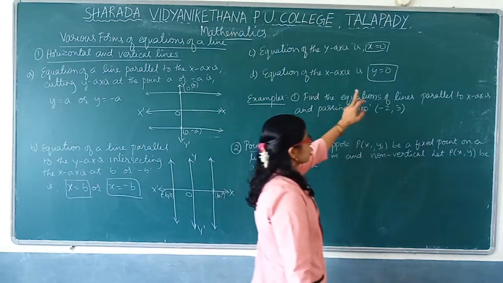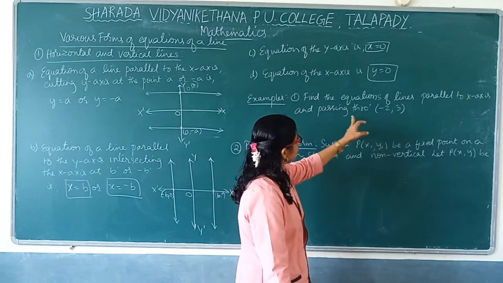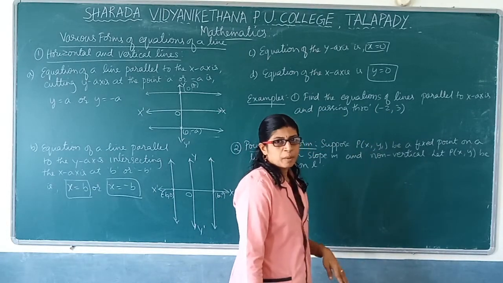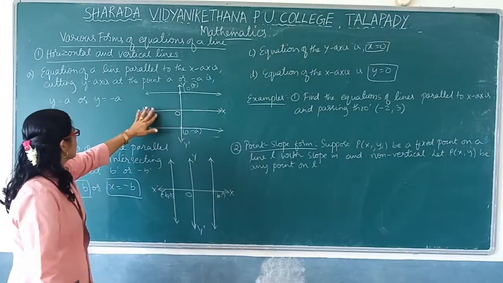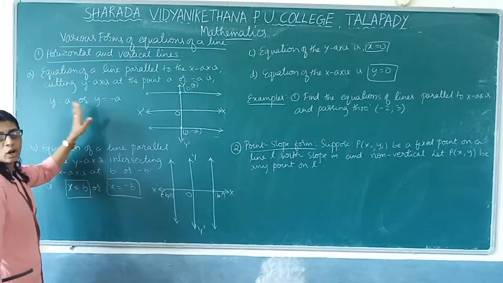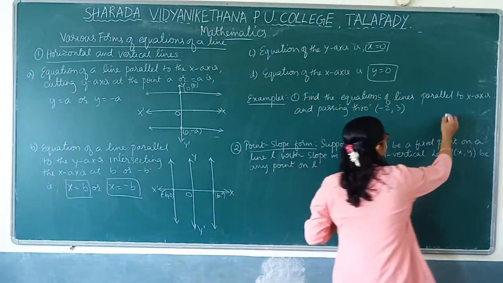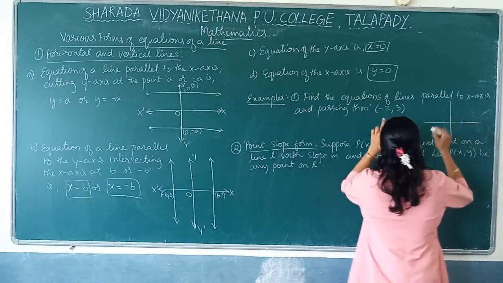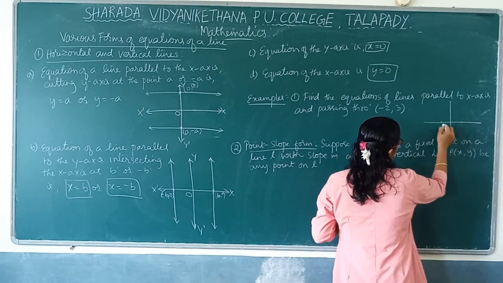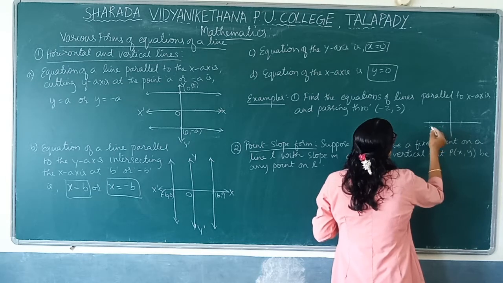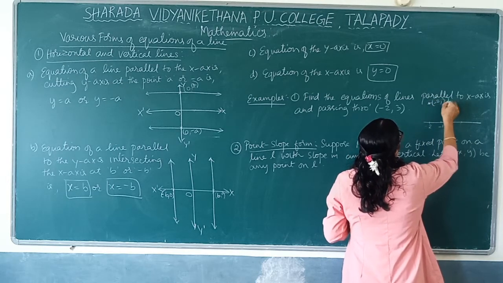Find the equations of the lines parallel to the x-axis and passing through minus 2, 3. Parallel to the x-axis they have told. What is the equation of a line parallel to the x-axis? It is y is equal to a or y is equal to minus a. Just observe the point minus 2, 3. Minus 2 is negative, isn't it? Suppose this is minus 1, this is minus 2, and 3 positive, somewhere here. So this point minus 2, 3 will be here.